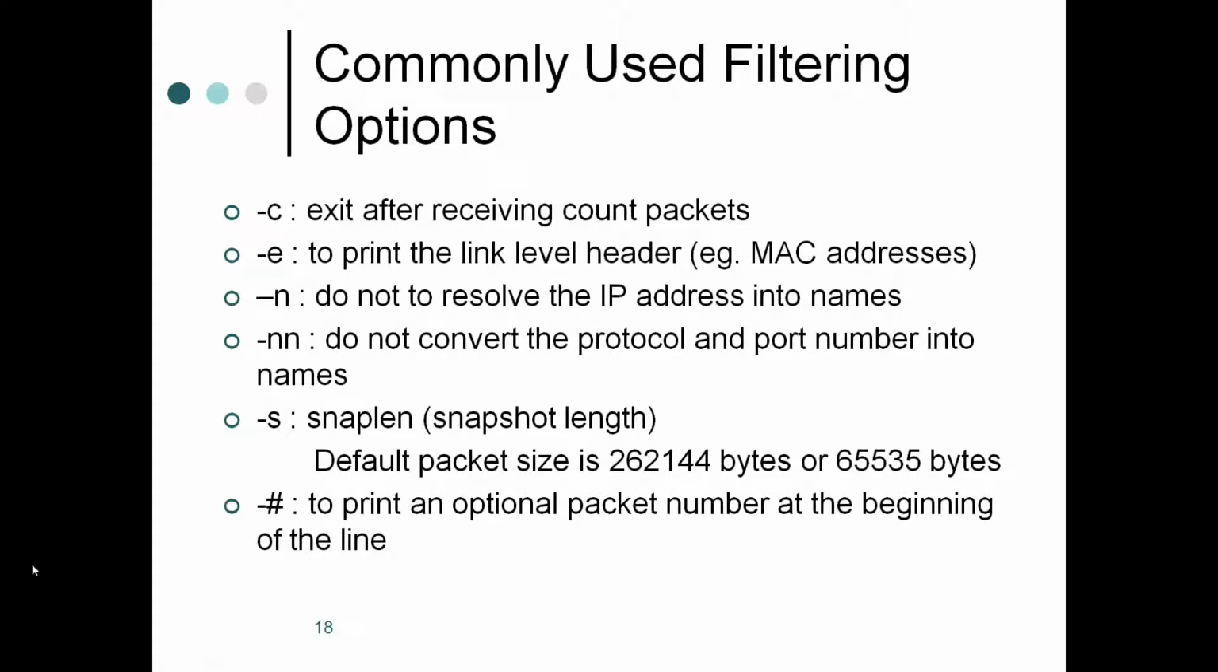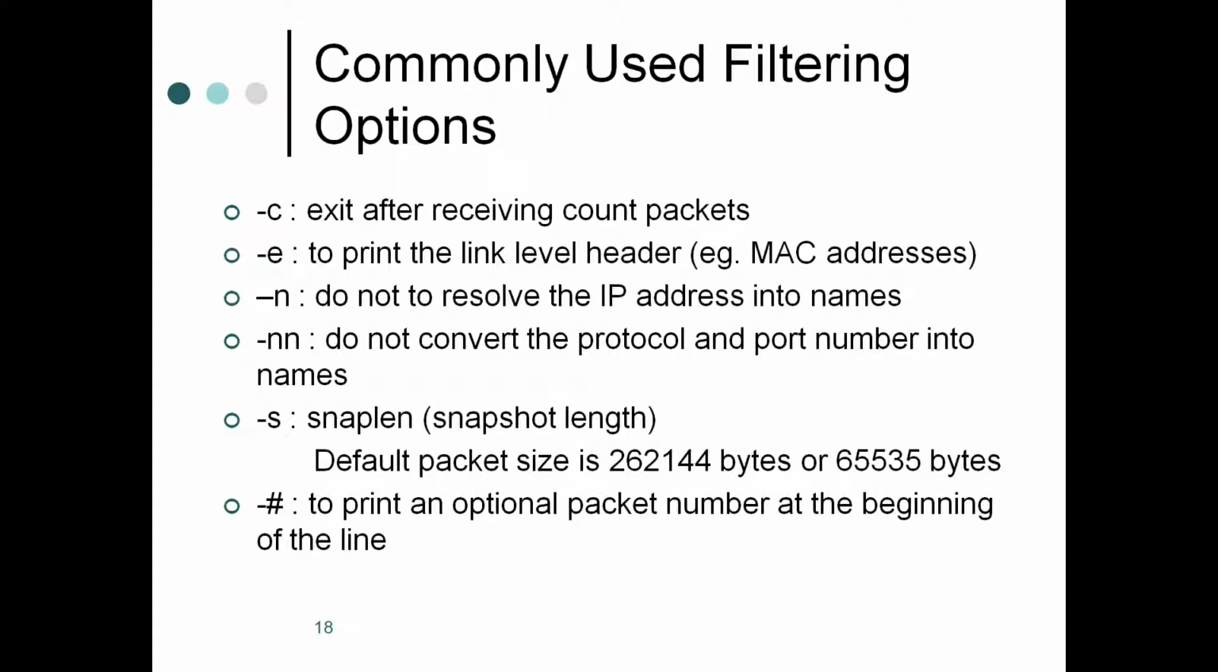-e can be used to print the link level headers like MAC address, if you want to do that. -n can be used to say do not resolve the IP address into names. As I said, the source address and destination IP address are automatically resolved with reverse DNS, and it will show you the name. But if you do not want that, if you want the raw IP address, we can say -n. In this case the DNS will not be resolved. That means it will show you the actual IP address that is in the packet.